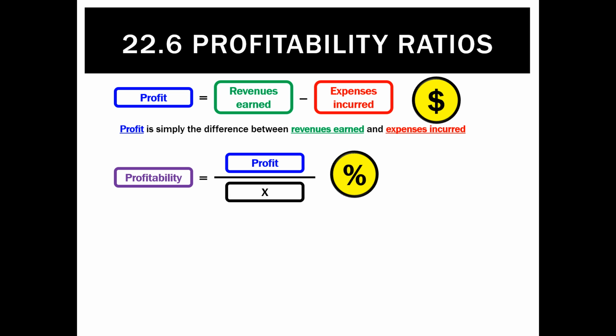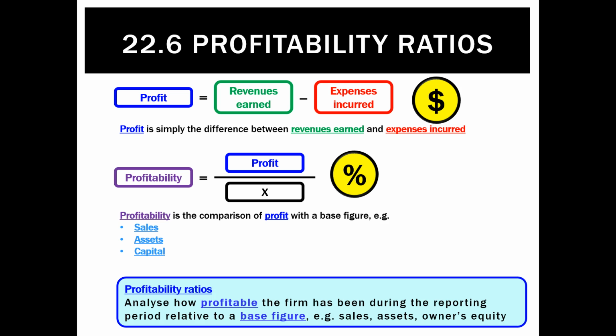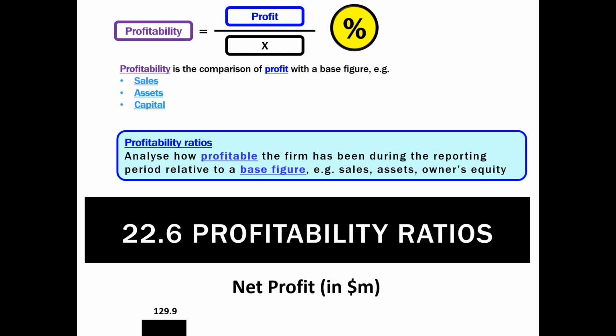So we'll call that figure X. And that is always expressed as a percentage. All that we'll do is for each ratio, we'll change what X is. So it could be sales, assets, or capital. And that as a percentage will be what we refer to as profitability. So to define a profitability ratio, it analyzes how profitable a business has been relative to a base figure such as sales, assets, or owner's equity.